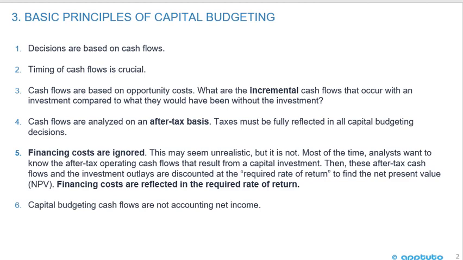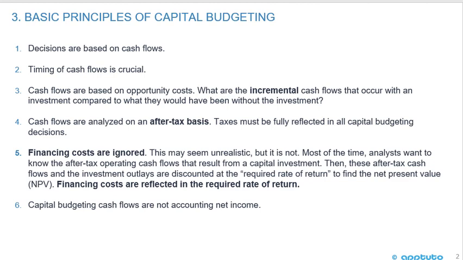Most of the time, analysts want to know the after-tax operating cash flows that result from a capital investment. Then these after-tax cash flows and the investment outlays are discounted at the required rate of return to find the net present value. Financing costs are reflected in the required rate of return. So you're discounting back at a required rate of return, which includes the cost of debt, for example. So by including debt expense in the analysis and then discounting using a discount rate, also including the cost of debt, you'd be double counting.